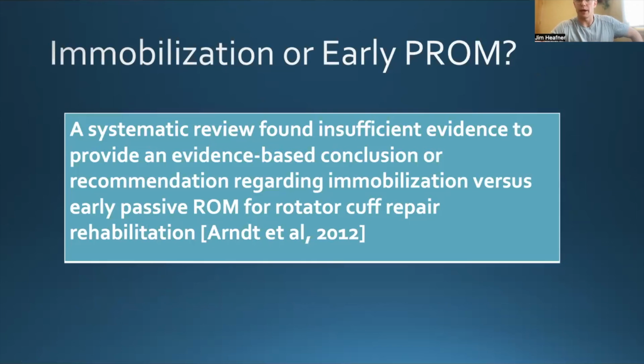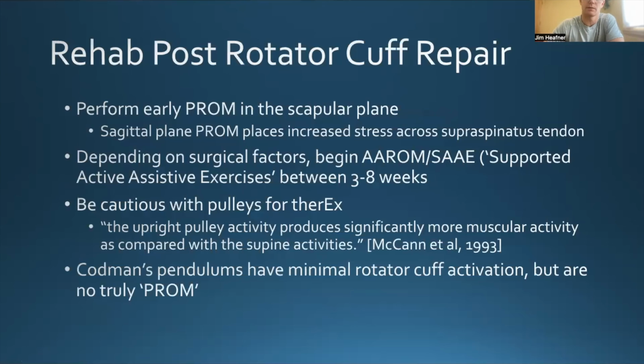Immobilization or early passive range of motion. A systematic review found insufficient evidence to promote an evidence-based conclusion or recommendation regarding immobilization versus early passive range of motion. That means that it's okay to do early passive range of motion for people. Just immobilizing for 6 weeks is not better than early passive range of motion.